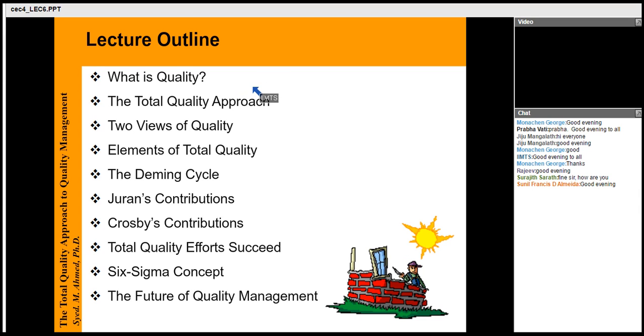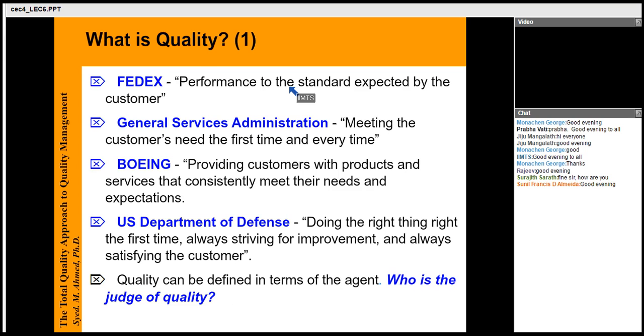So in this lecture we'll be seeing what is quality, the total quality approach, the 2 views of quality, elements of total quality, and the Deming cycle, Juran's contributions, Crosby's contribution, Six Sigma concept, and the future of quality management, which we are seeing in this particular PPT. Let us start.